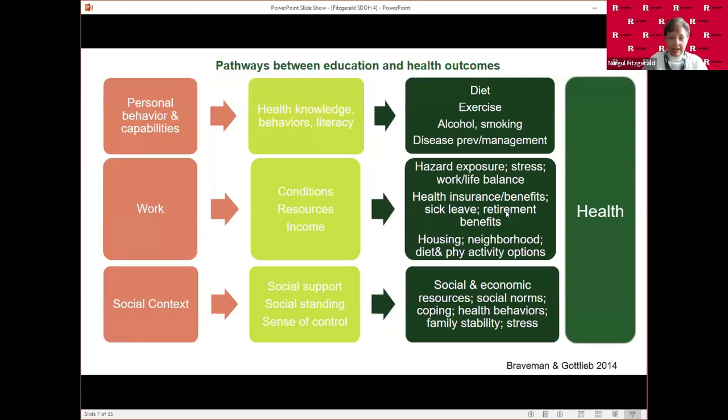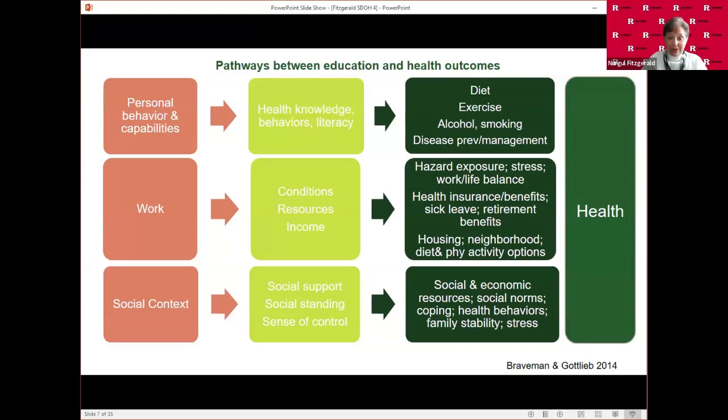All of those things can influence one's lifestyle in the long run. It can also lead to changes in housing, neighborhood, and diet and physical activity options as well. And in terms of the social context, education can lead to changes in social support, social standing, sense of control, all of these social elements in our lives, and then intermediary conditions would be changing, such as social and economic resources affecting our everyday lives.